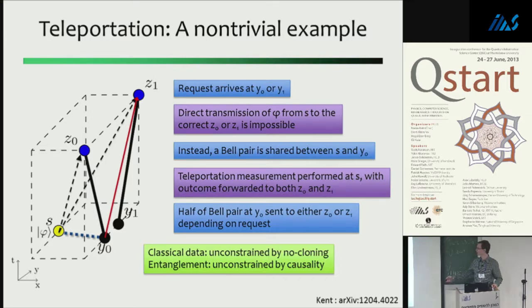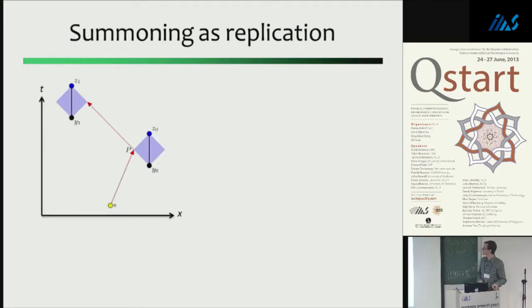From now on, we're going to forget about the original location of the quantum information and just assume that it's in the past of the reveal points. So that's the only constraint there. Now I want to connect this to the idea of replication of quantum information in space-time.